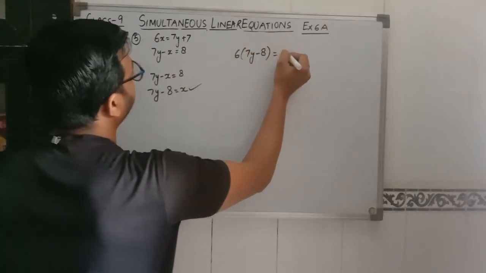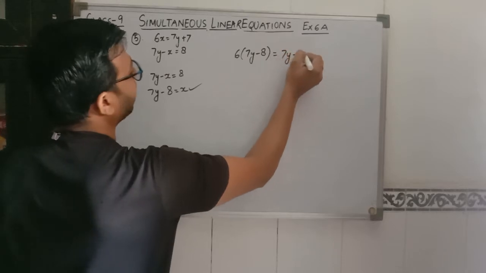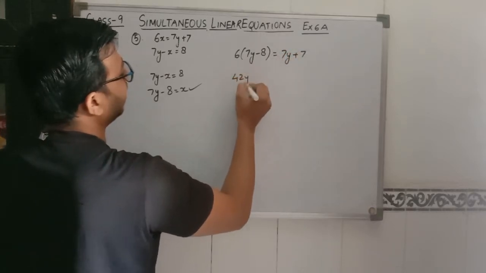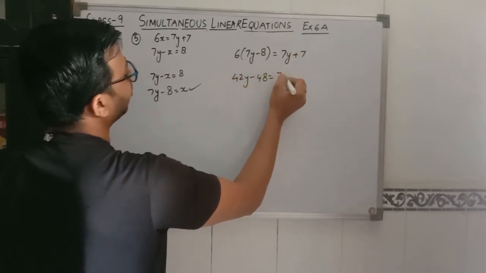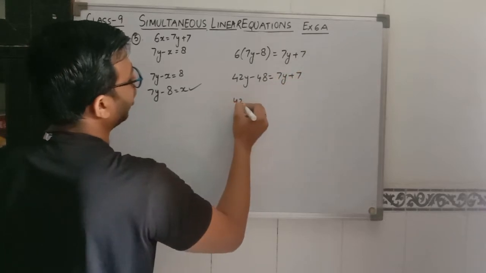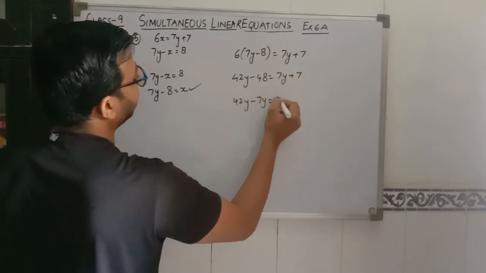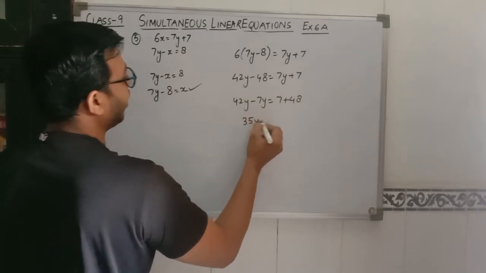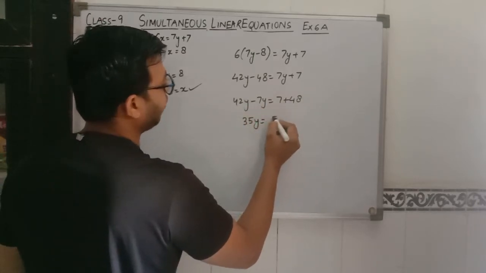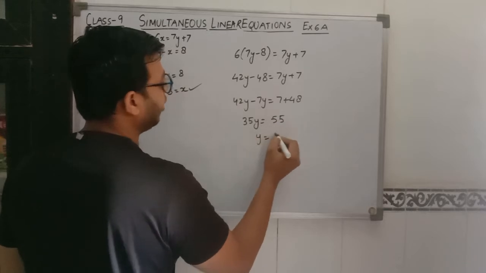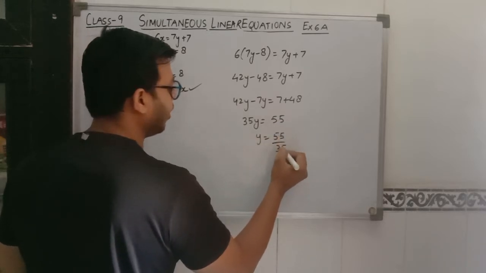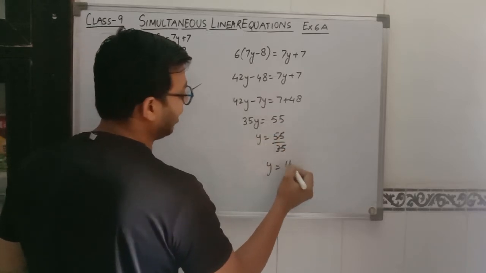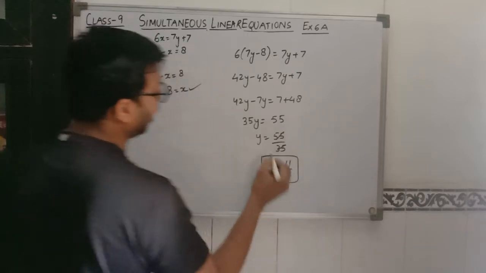6(7y minus 8) is equal to 7y plus 7. 6 7s are 42y minus 48 is equal to 7y plus 7. So 42y minus 7y is equal to 7 plus 48. 42 minus 7 will become 35y, and 48 plus 7 will become 55. So y is equal to 55 upon 35. Solve it. So y is equal to 11 by 7. So that is the value of y.